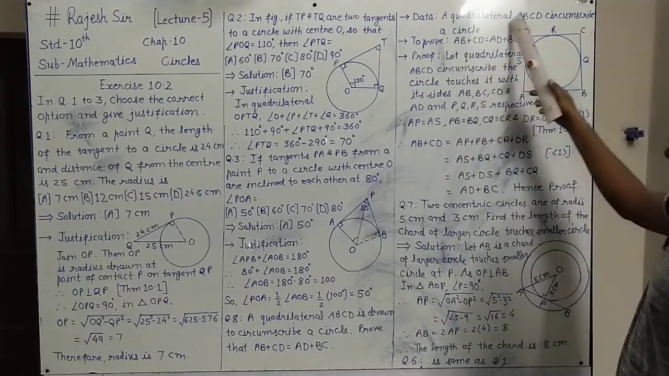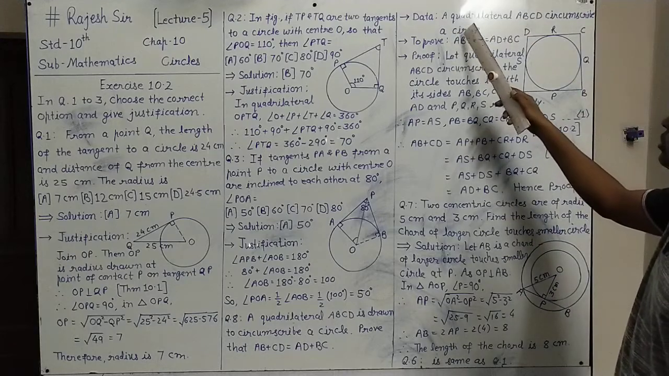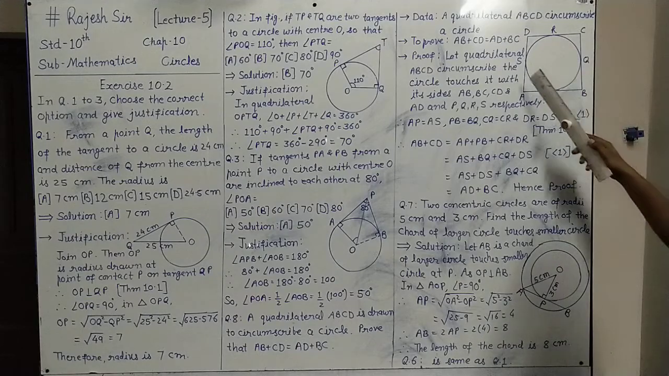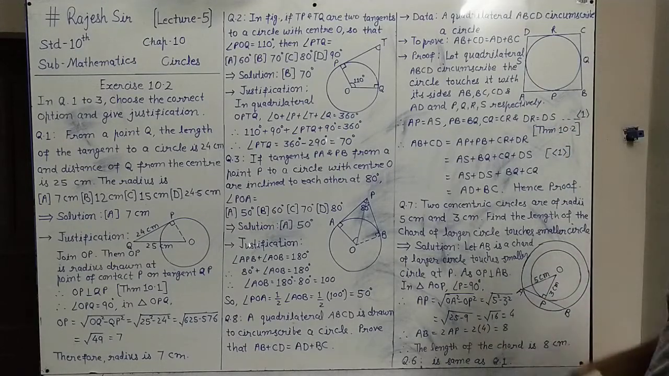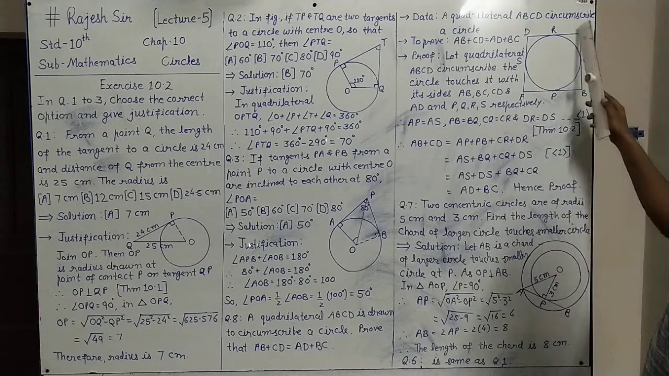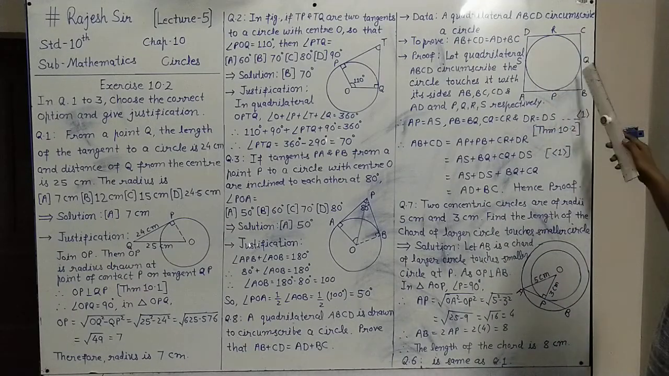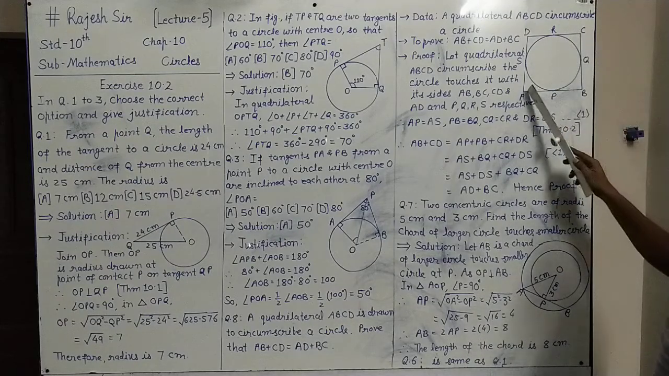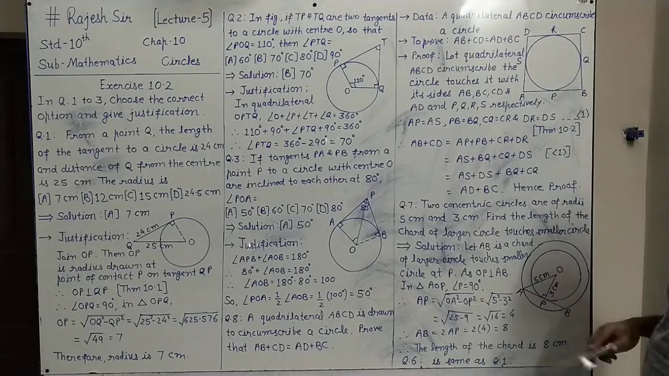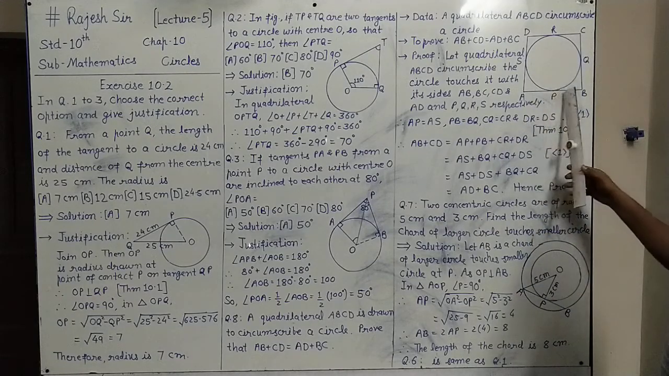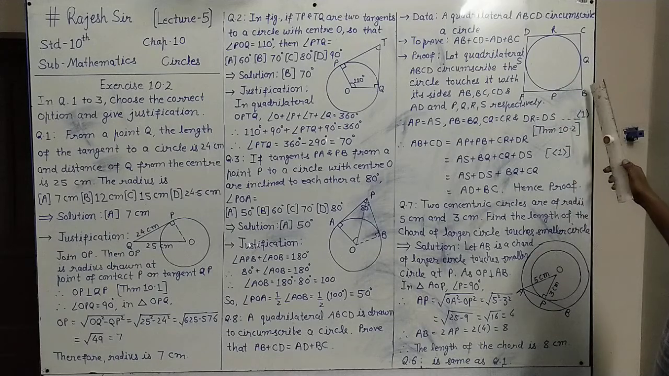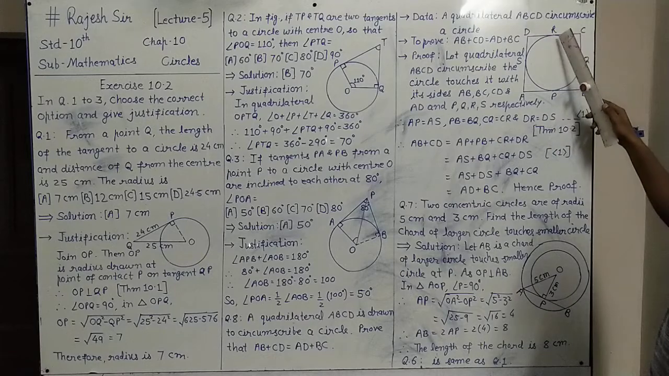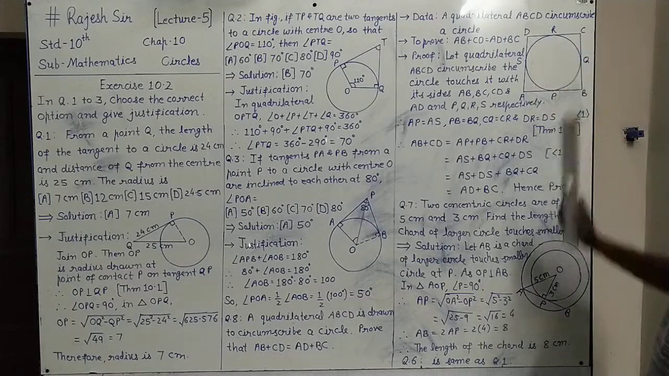So the data is a quadrilateral ABCD circumscribing a circle. Circumscribing a circle means the quadrilateral is covering the circle in such a way that all four sides touch the circle, each at one and only one point. So side AB touches the circle at P, side BC touches the circle at Q, side CD touches the circle at R, and side DA touches the circle at S.